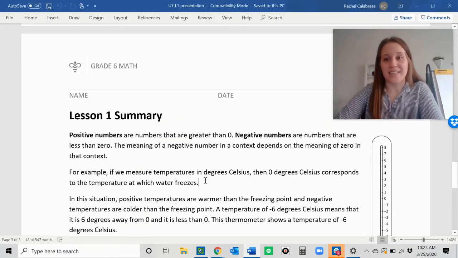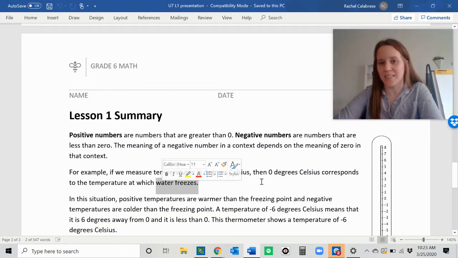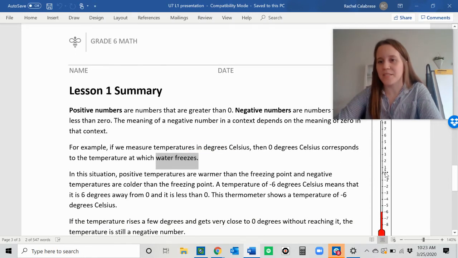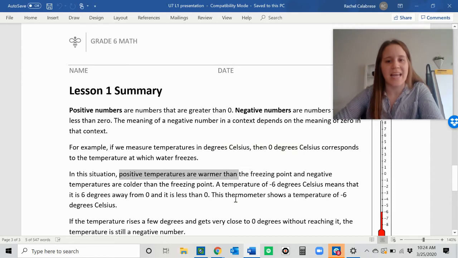Cool. Let's talk about temperature. For example, if we measure temperatures in degrees Celsius, then 0 degrees Celsius corresponds to the temperature at which water freezes. Did you know that? 0 degrees Celsius means water is freezing. So you can look at this thermometer here. If 0 is the temperature of freezing for water, then anything below that would be below freezing. In this situation, positive temperatures are warmer than the freezing point, and negative temperatures are colder than the freezing point.